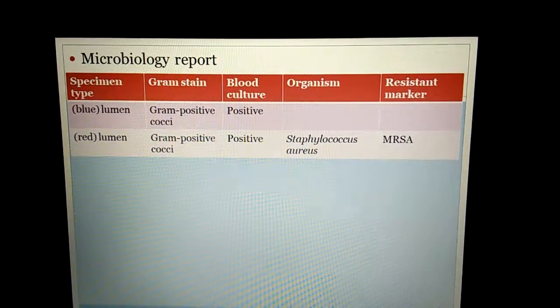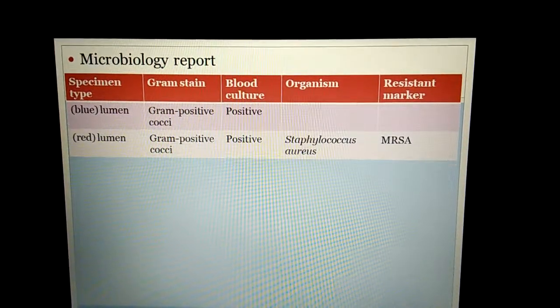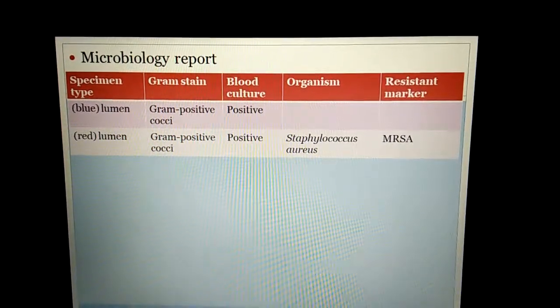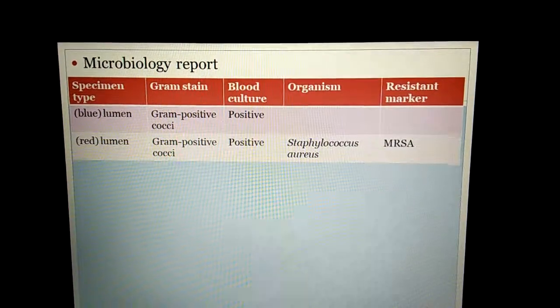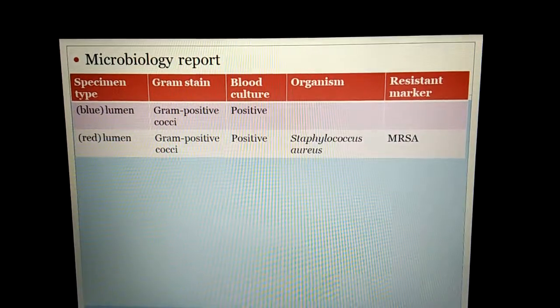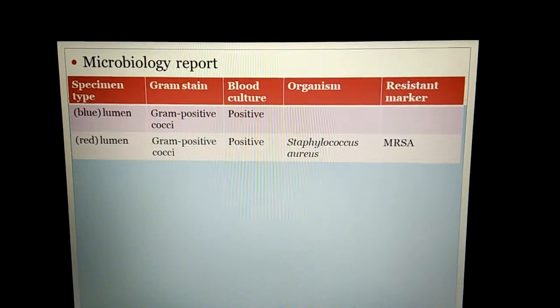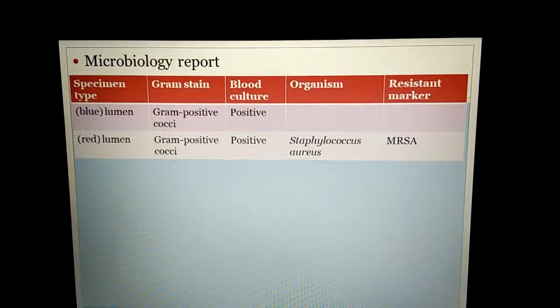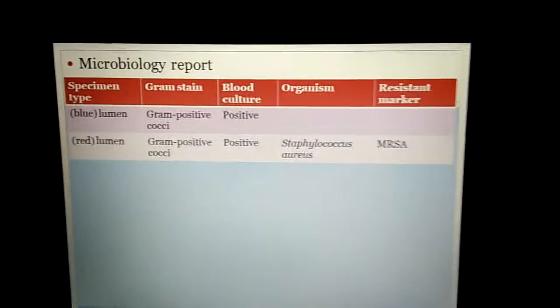For the specimen type for the red lumen, the gram stain test also indicates the specimen has microorganism that is gram-positive cocci. And for the blood culture, the result is positive and the organism has been identified as Staphylococcus aureus and the resistant marker shows it as MRSA.